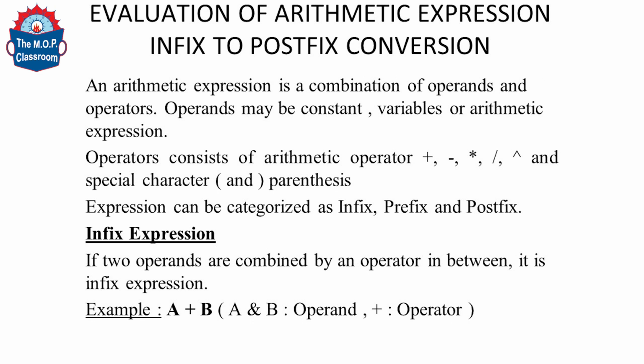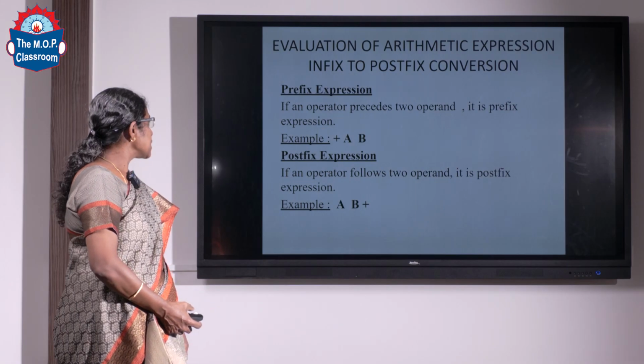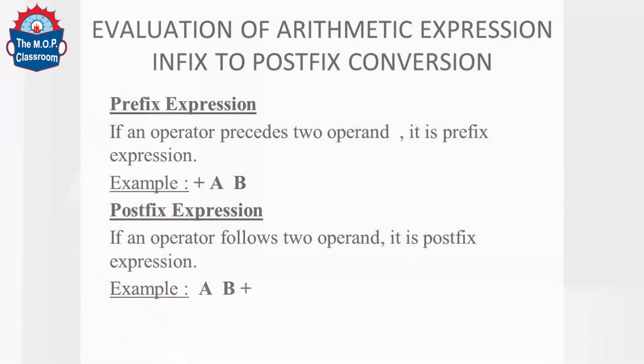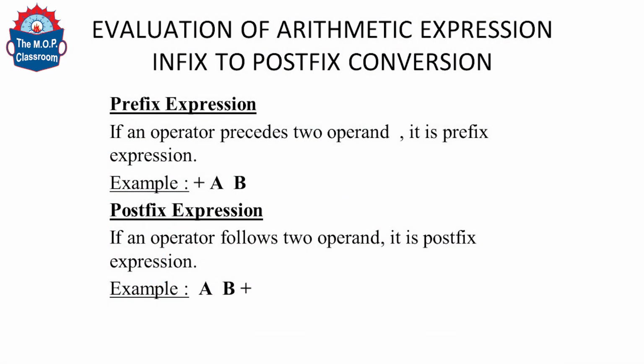An infix expression is one in which two operands are combined by an operator in between. For example, a plus b is an infix expression where a and b are operands and plus is an operator. A prefix expression is one in which the operator precedes two operands. Plus a b is an example of a prefix expression. A postfix expression is one in which the operator follows the two operands. For example, a b plus, where a and b are operands and plus is an operator.